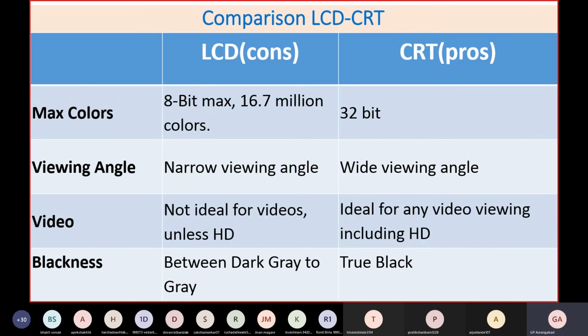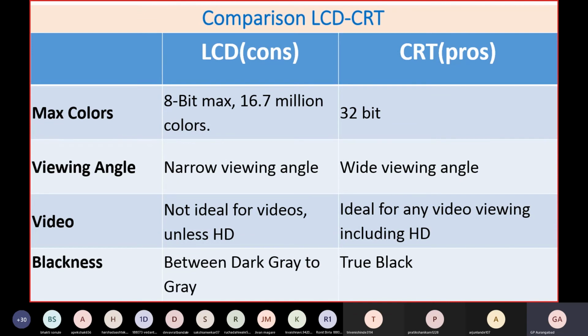So you can decide what should be the resolution of this. Then maximum color, so you can have 16.7 million colors, and CRT has got 32-bit colors. When you say 32-bit colors, 32 bits means 4 bytes: 1 byte for R, 1 byte for G, 1 byte for B, and 1 byte for brightness, that is either black or white, or in between gray. So this will actually decide the intensity of each color.